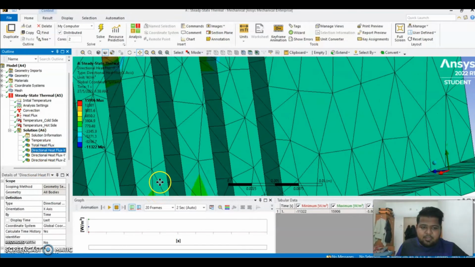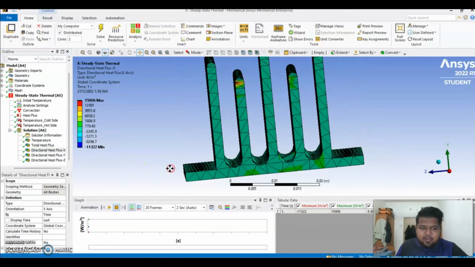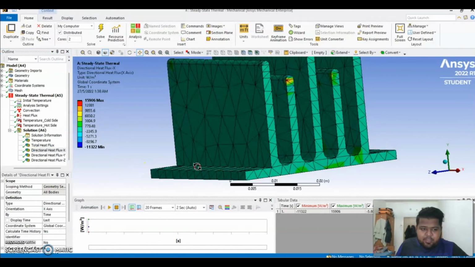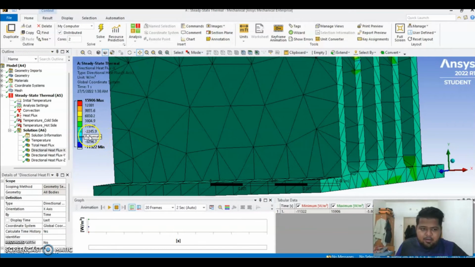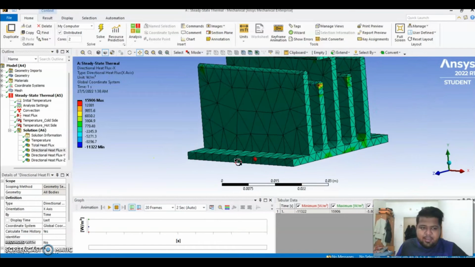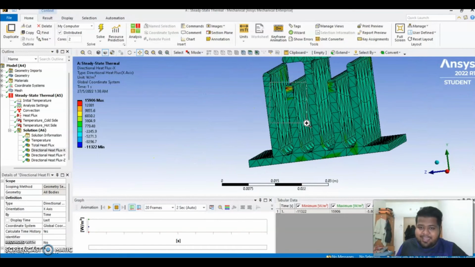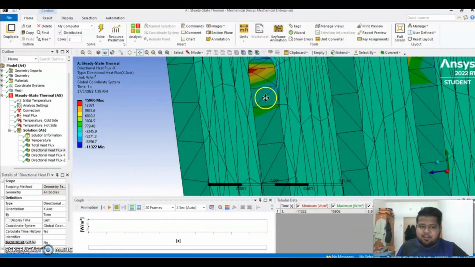Okay, next, let us look at the directional heat flux at X. Here you can see there is around -2 to 5.9, and also at certain areas, when you look closely, there's a maximum heat flux at 15,906.